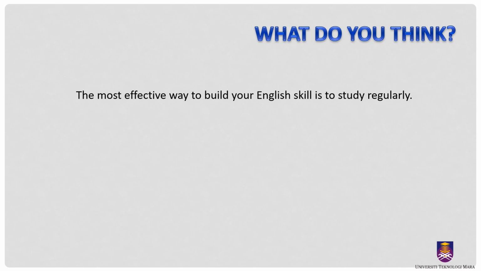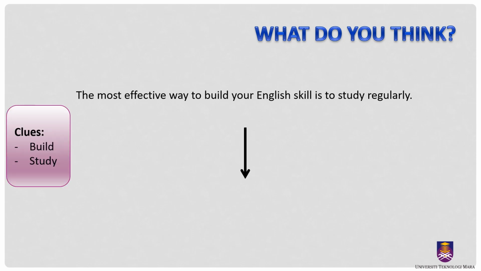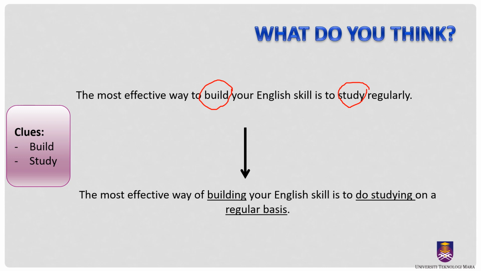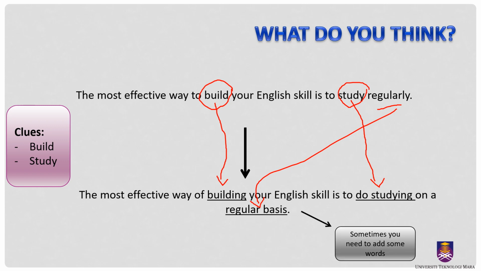Alright, based on this sentence, what do you think here? The most effective way to build your English skill is to study regularly. And there are two clues given to you. The first one is to build, and then the second one is study. So the new sentence is, the most effective way of building your English skill is to do studying on a regular basis. So the word build, you change to building, and then study, you change to do studying. And then regularly, you change to regular basis. So based on this sentence here, sometimes you need to add some words.